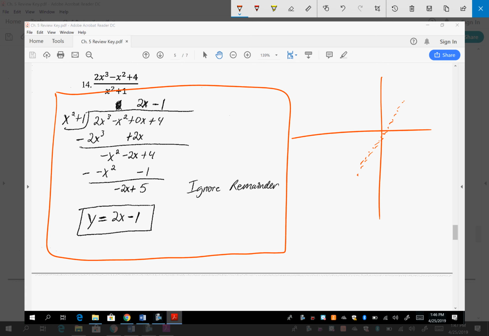Will this be on the test? No. Do you need to know what happens when the degree of the numerator is less than the degree of the denominator? Yes. That's y equals 0 for the horizontal asymptote. And what happens when they have the same degree? It's y equals the ratio of the leading coefficients, that fraction. No, you're not, Yesenia.